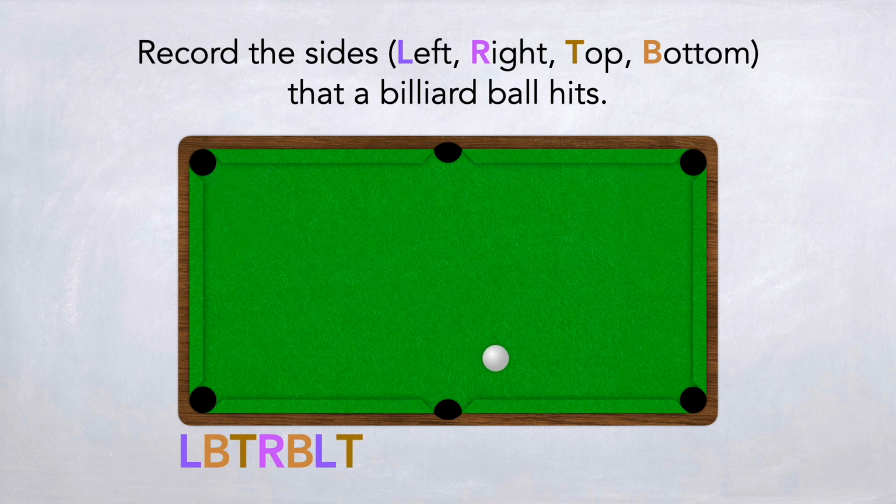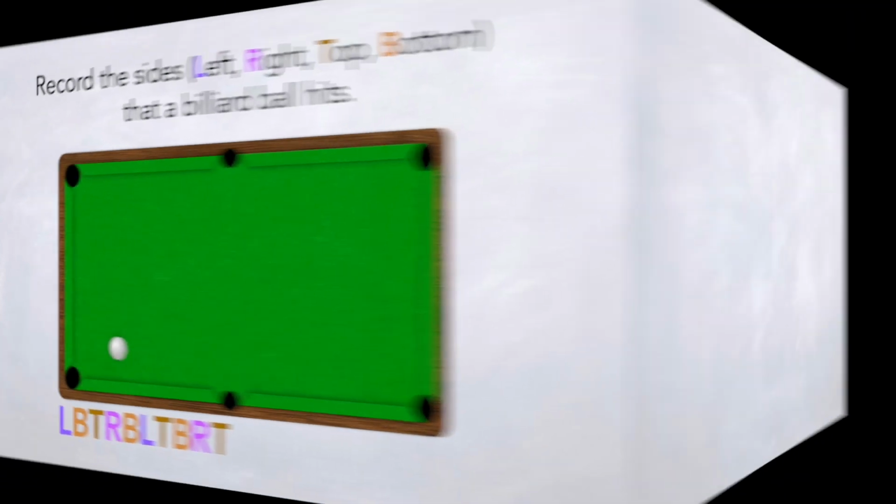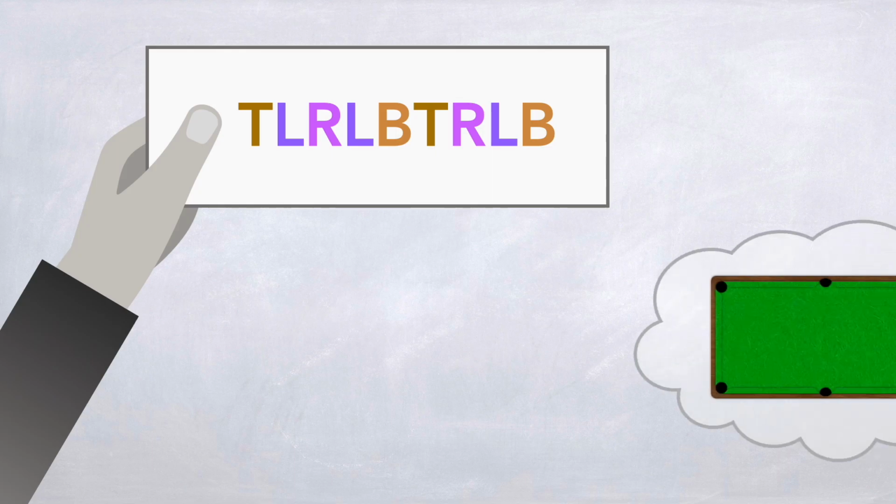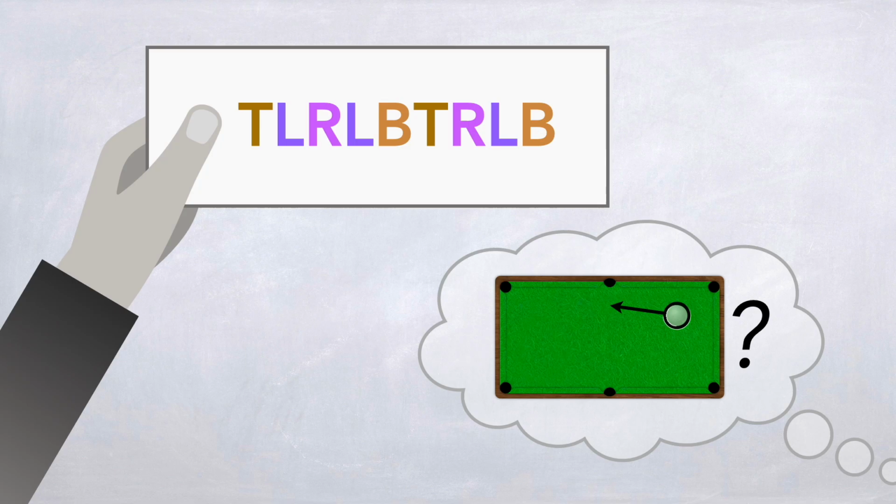Well, this isn't really a game yet, since anyone could hit a ball and write down bounces. So to make this into a game, suppose a friend gives you a list, like top, left, left, and so on. Then your job is to answer yes or no, whether there is any possible way you could place a ball on a billiard table and hit it so that it would bounce off those exact sides in that exact order.